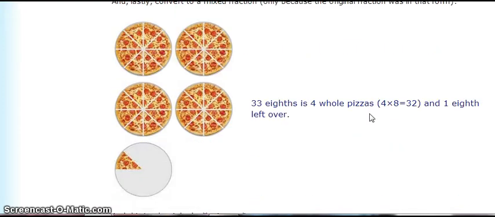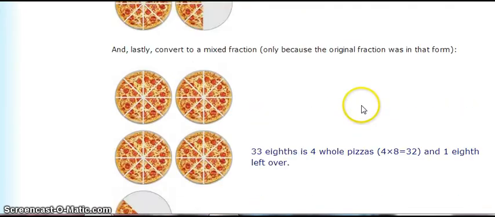So if we take 33/8, 33 divided by 8, 8 goes into 33 4 times, because 4 times 8 is 32. That's the closest you can get to 33 counted by 8s. So that gives me 4 whole pizzas, and then I would subtract 32 from the 33, and that leaves me with 1 slice of pizza left.